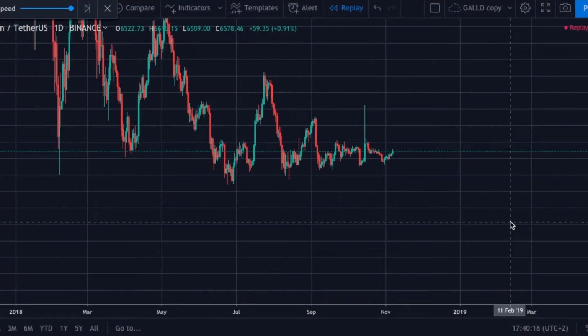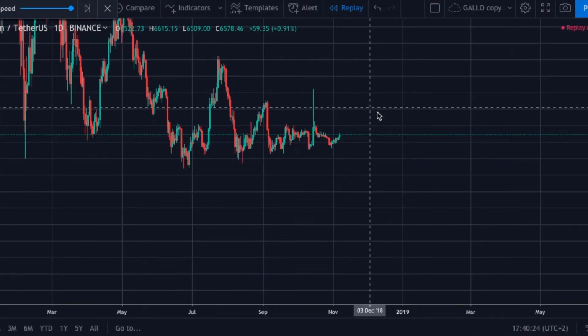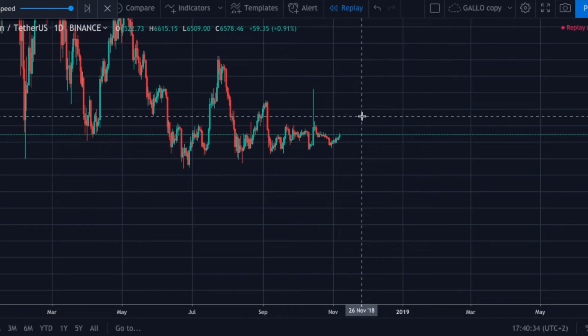So I'm here on the Bitcoin daily chart, and I'm about to show you my strategy. I use this strategy only for long-term investment. This strategy has been the holy grail of strategies for me because it helped me a lot and it always worked for me.